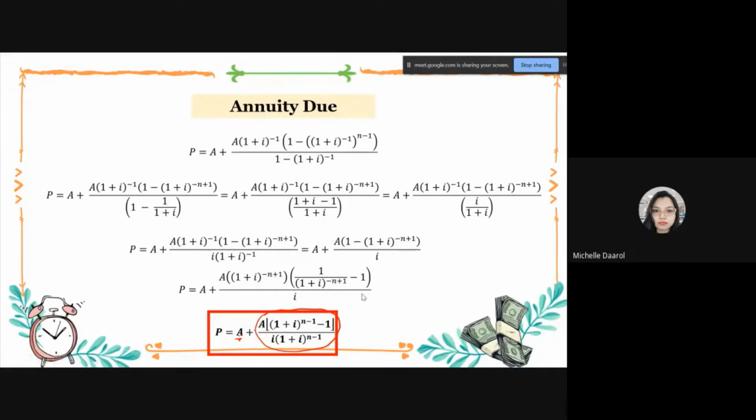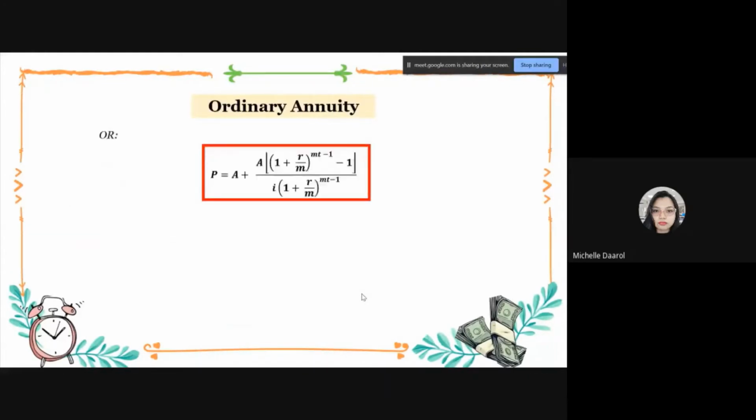If we change n to mt and change i to r over m, that is the equivalent formula. We only change i to r over m and n to mt. This is for problems with compounding periods greater than 1, for example quarterly or semi-annually.